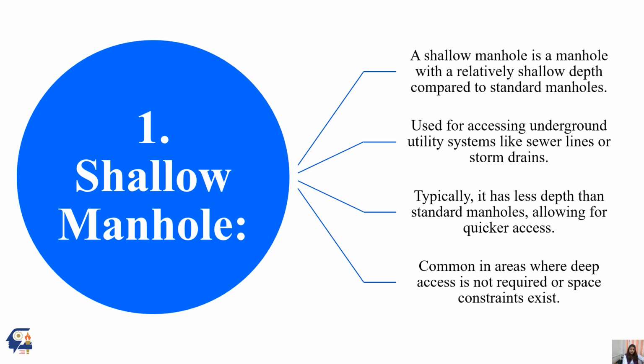A shallow manhole is relatively shallow compared to standard manholes. These access underground utility systems based on sewer lines and storm drains. Based on this, they have less depth than the standard manholes. They allow quicker access, and we use them in areas where deep access is not required.